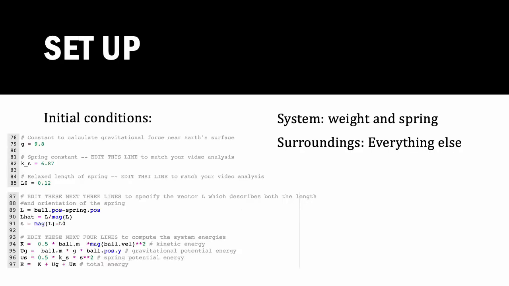The system was chosen to be the weight in the spring, and the surroundings was everything else. Some of the initial conditions, such as the gravitational constant, spring constant, and relaxed length of the spring, were given, while others, such as the vector for the spring and the system energies, had to be calculated. These calculations are seen here on lines 87 through 97 of the code.